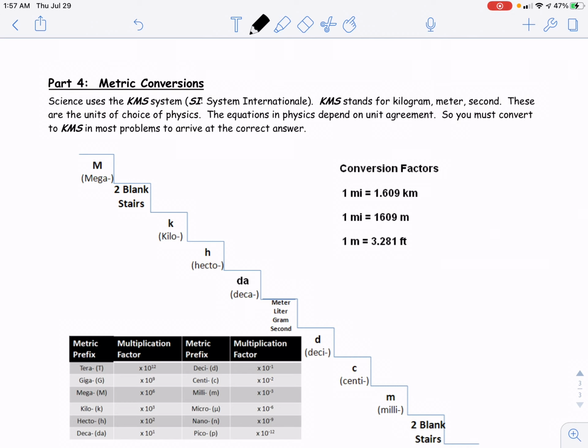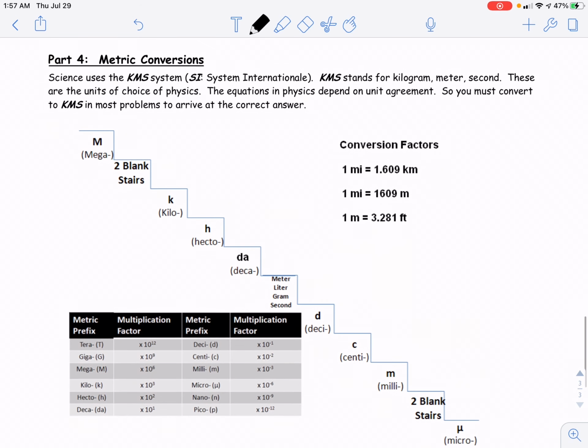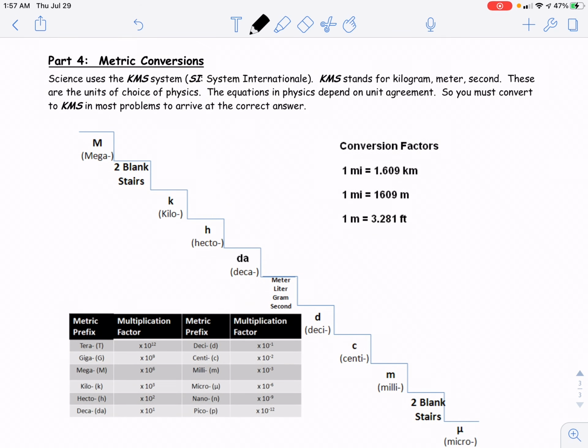Let's begin. Science uses the KMS system, or SI, System International, or International System of Units. KMS is an acronym that stands for kilogram, meters, second. These are the base units that are used in physics. The equations in physics depend on unit agreement, so you must convert to KMS to solve problems to arrive at the correct answer.